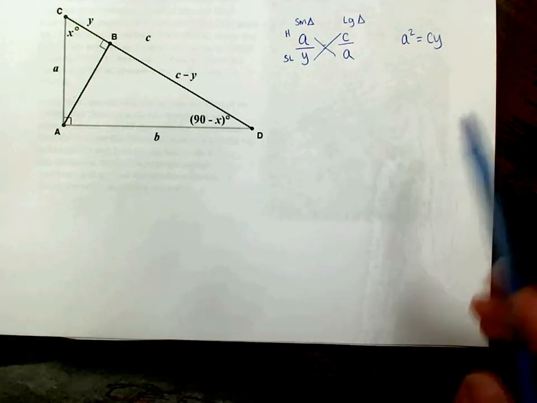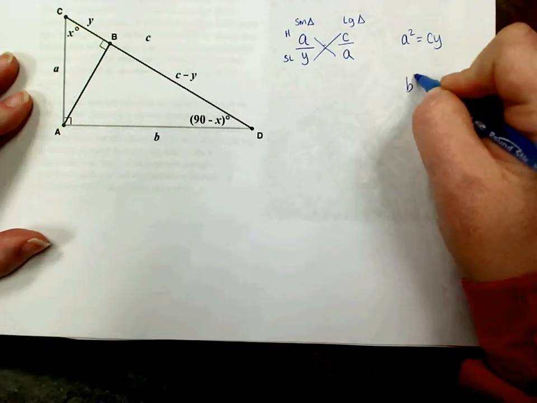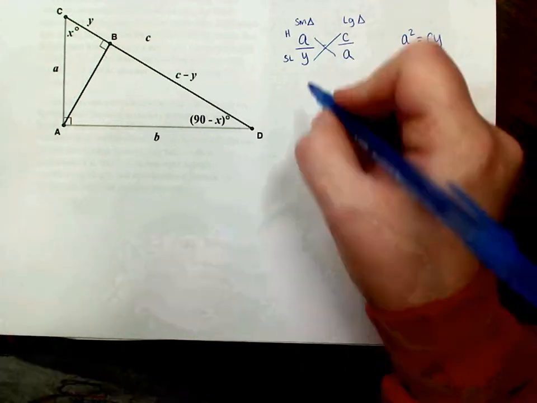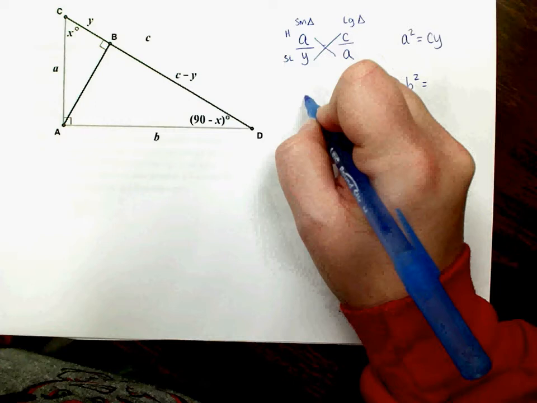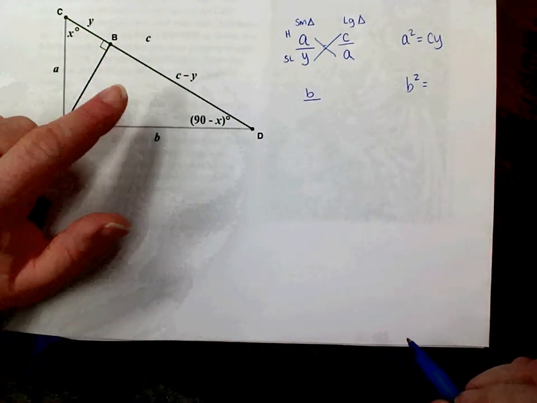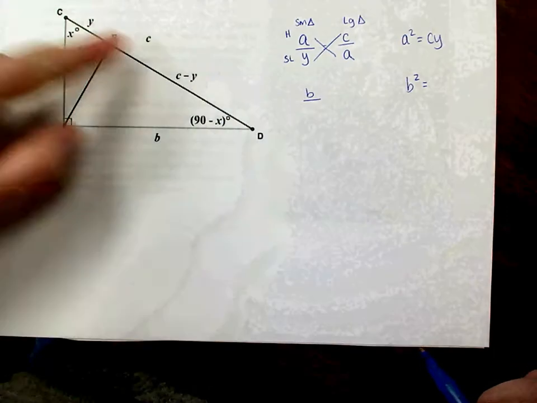Now the next one says b squared equals. So we need a proportion with b. b is also a side of two triangles. It's a side of the medium one, and it's a side of the largest one.